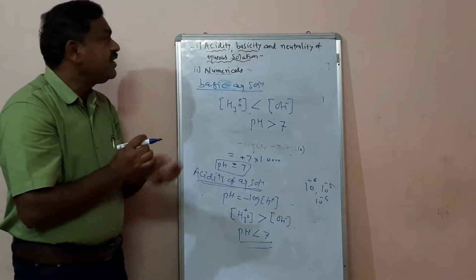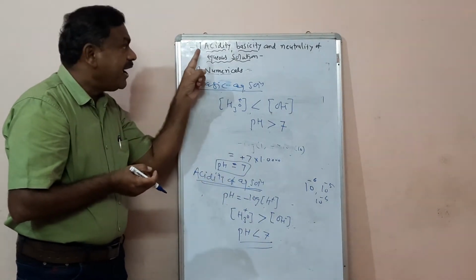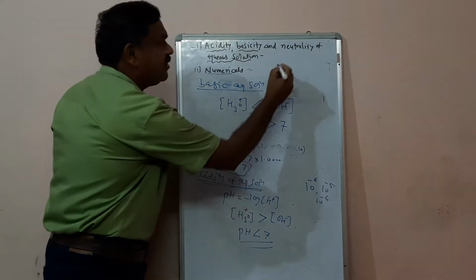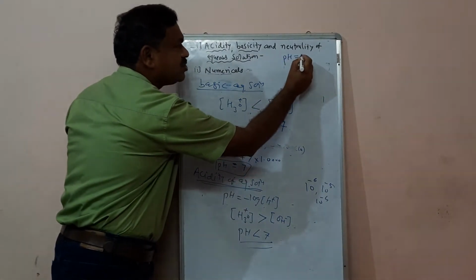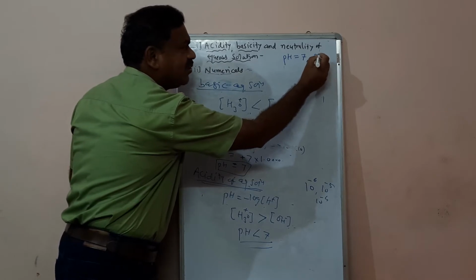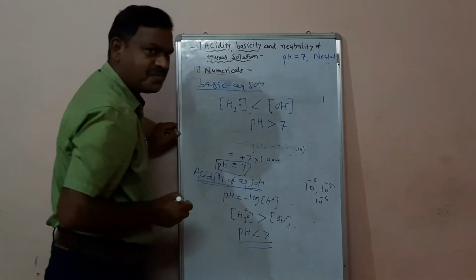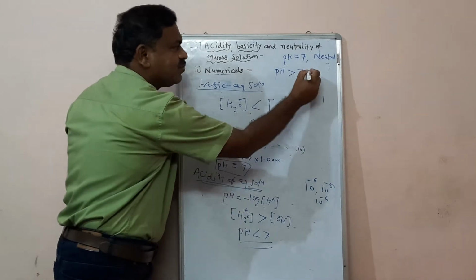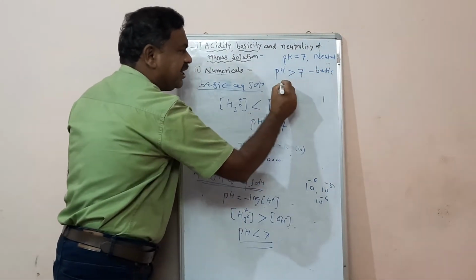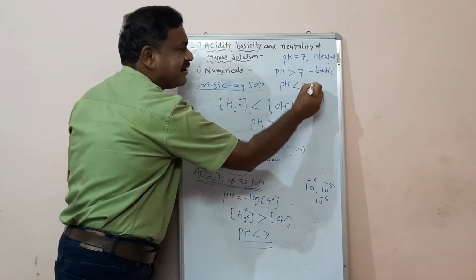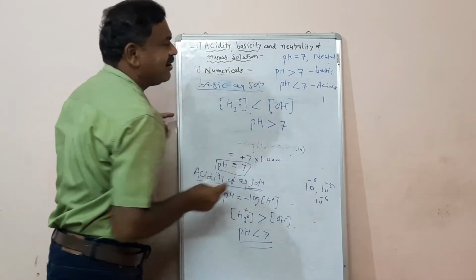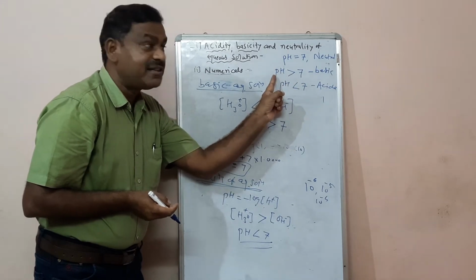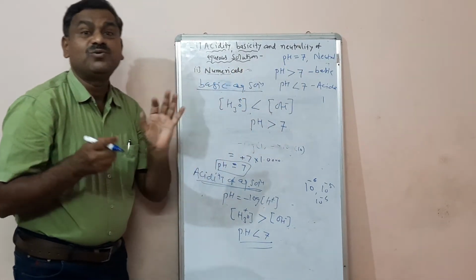Now this is about the pH of acidity, basicity and neutrality. In short, if the pH is equal to 7, the solution is known as the neutral one. If the pH is greater than 7, the solution is basic. If the pH is less than 7, then the solution is acidic. Acidic solution, pH is less than 7. Basic solution, pH is greater than 7. And neutral solution, pH equal to 7.